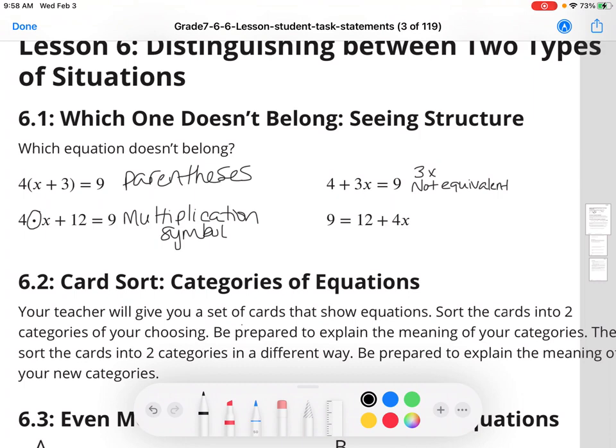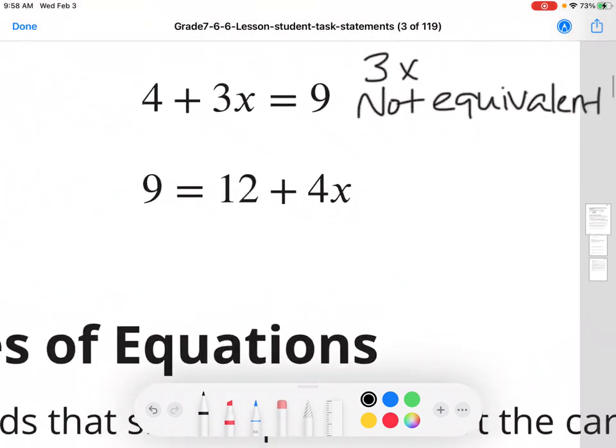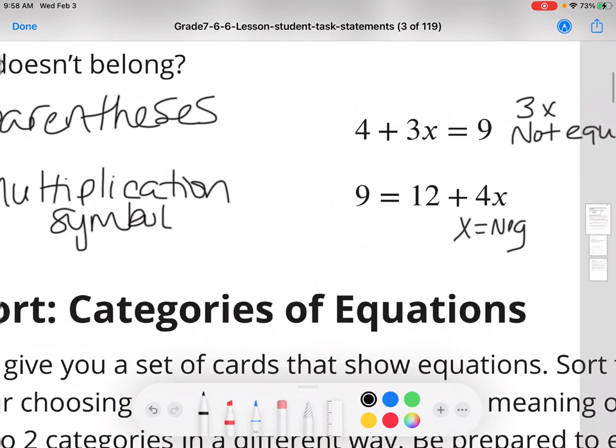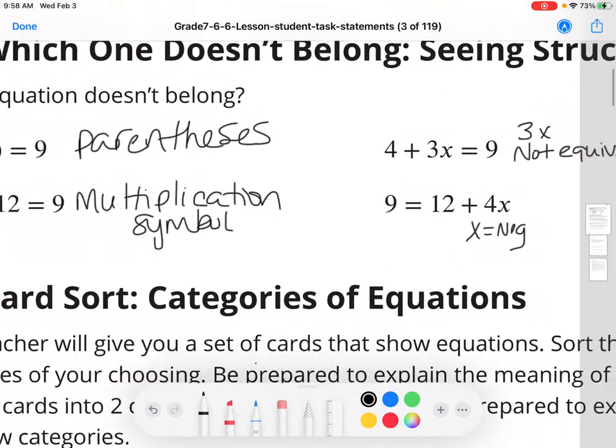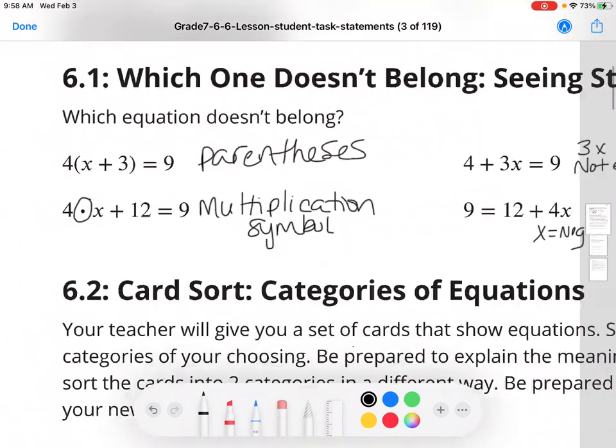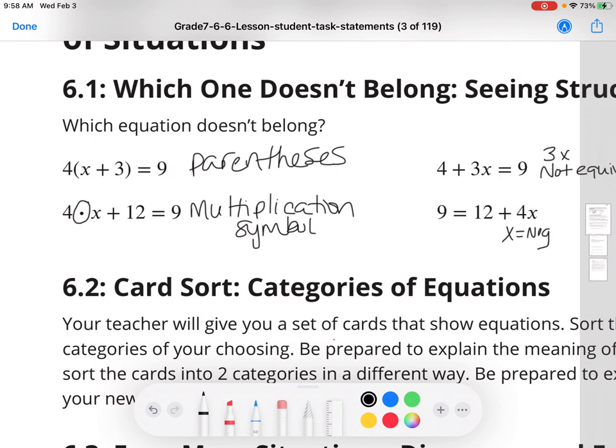And then I could also think about what my solutions could be. So I know 12 plus 4 times x has to give me 9. And I know that if I'm adding 12 to something and end up at 9, then that means I was in the negatives. So this x would have to be a negative. We have the same thing here because it's the exact same equation. So that means x represents a negative number.